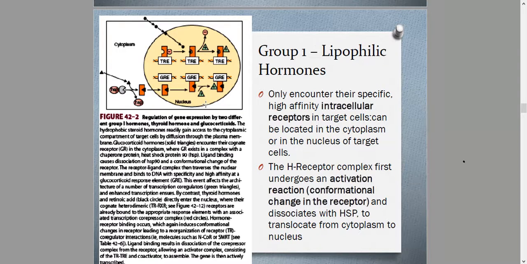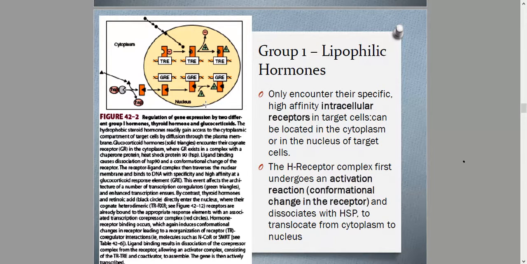And the change in these transcription co-regulators will enhance the process of gene transcription. So whatever protein or whatever RNA the hormone is targeting to express at a higher or faster rate, that is what our co-regulators will exert their influence on.